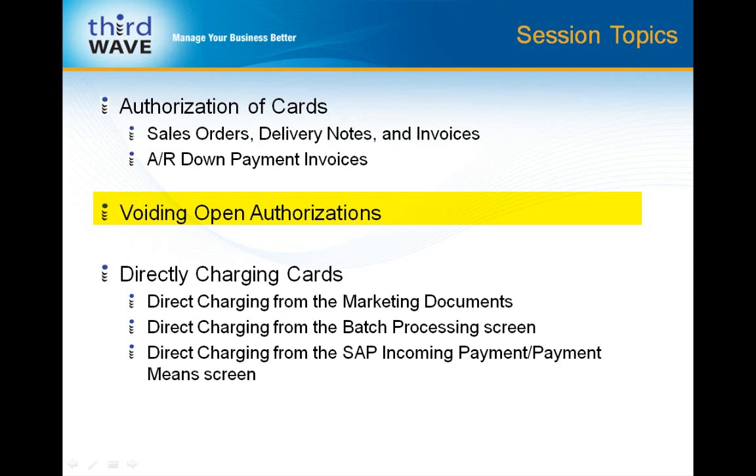However, if you find yourself in a situation where there's an open authorization against a document and you do not want to cancel or close it, for example, if a customer you've authorized an order for calls you back and says that they didn't mean to use the card they had given you, they'd like to have you authorize an alternate card, there's a method in the Third Wave credit card processing application that will allow you to void the existing authorization and then create a new one against the other card.